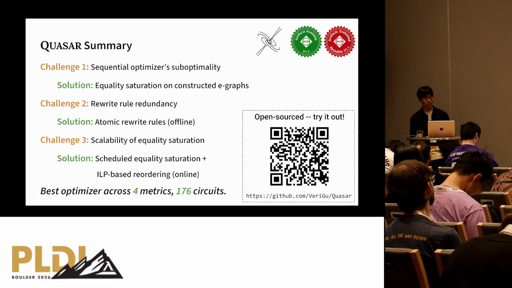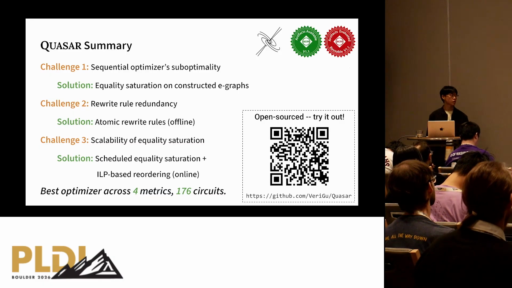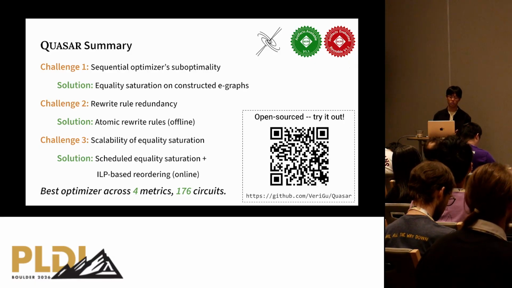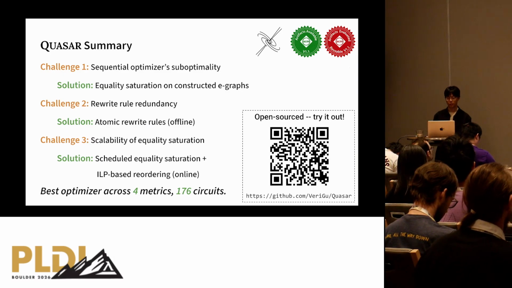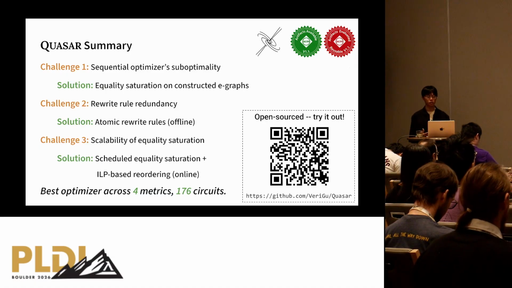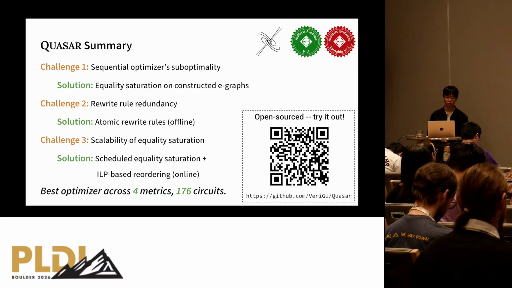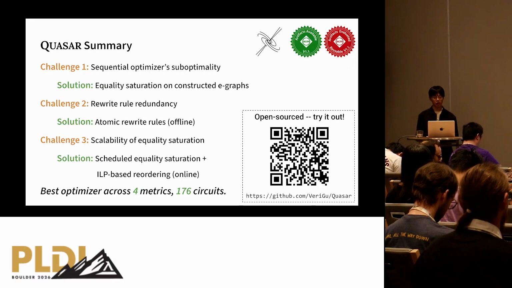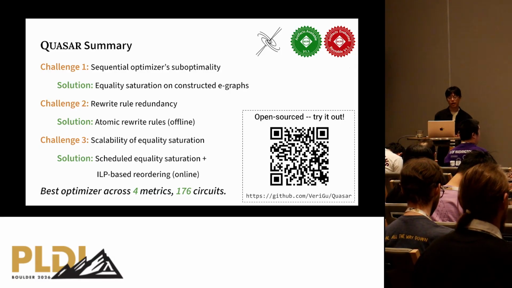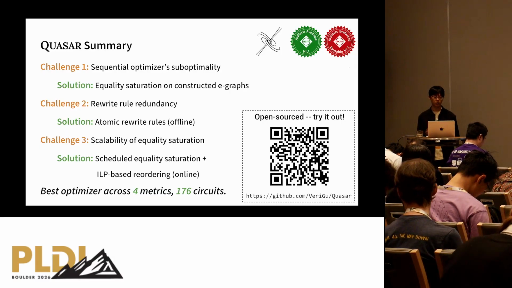Okay, so time to summarize. We present Quasar, equality separation for quantum circuit optimization. It resolves the sequential optimizer suboptimality challenge caused by the phase ordering problem by introducing equality separation on the graphs over the circuit. And it also reduces the rewrite rule redundancy during the exploration by introducing an offline atomic rewrite rule inference, also by equality separation.